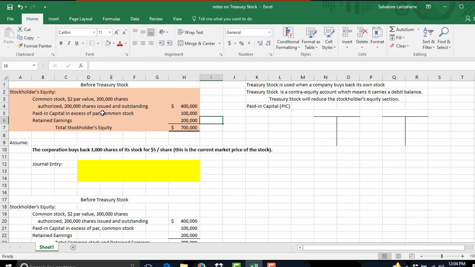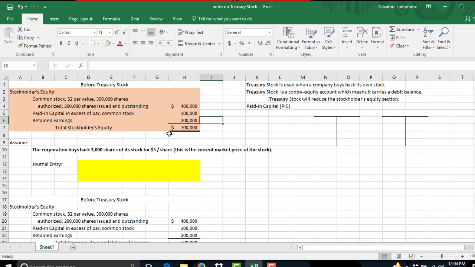Paid in capital in excess of par. If you remember from a previous discussion, that is whenever stock was issued or sold above par. This is the account that actually helped track that information. And then you've got your retained earnings. So altogether, we've got $700,000 worth of equity.